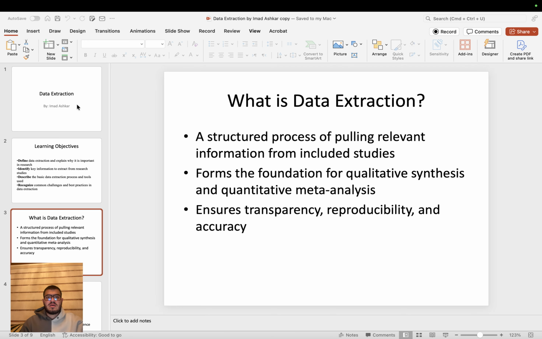Data extraction is a structured process of pulling the relevant information from the included studies in our paper. It forms the foundation for both qualitative and quantitative meta analysis, and it ensures transparency, reproducibility, and accuracy.